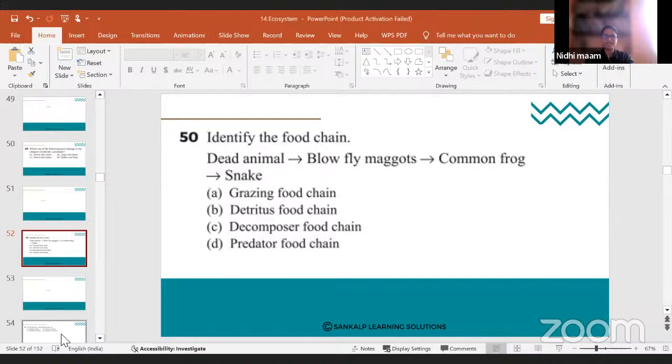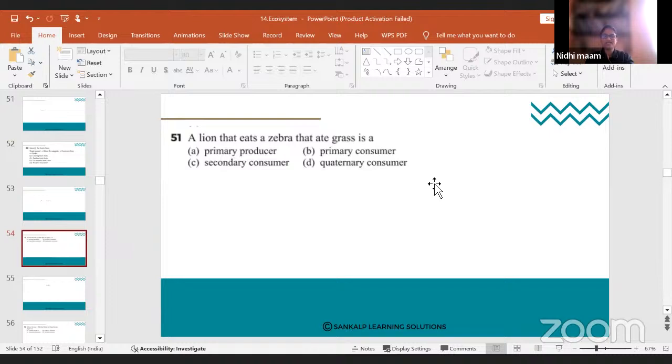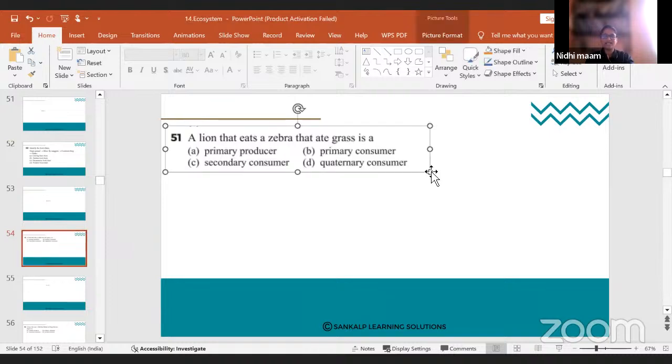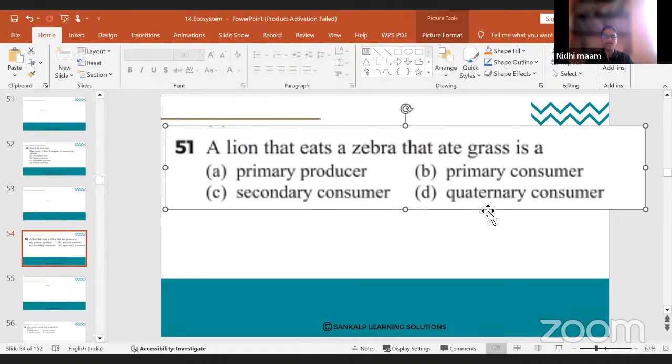A lion that eats a zebra that ate grass is a: primary producer, primary consumer, secondary consumer, quaternary consumer.